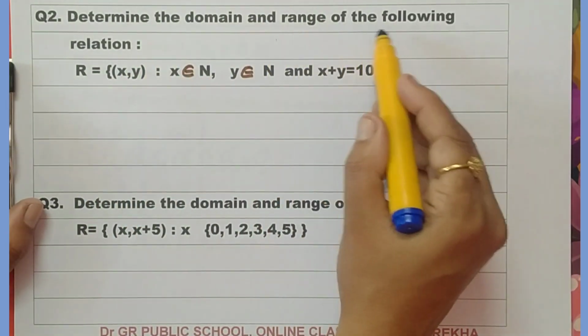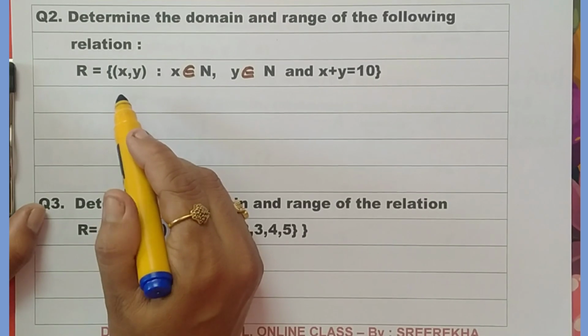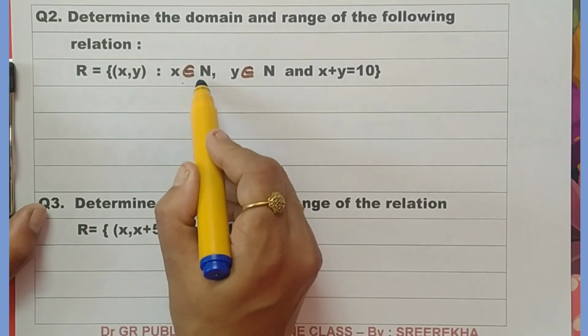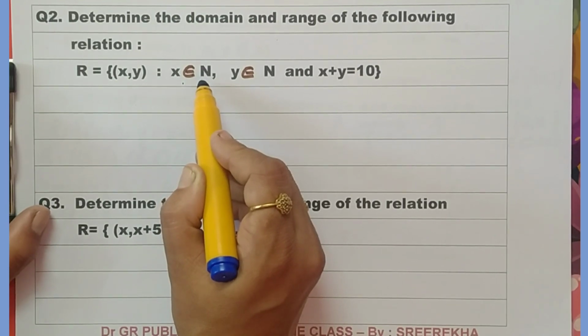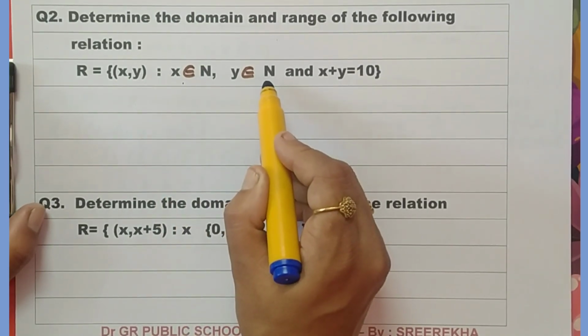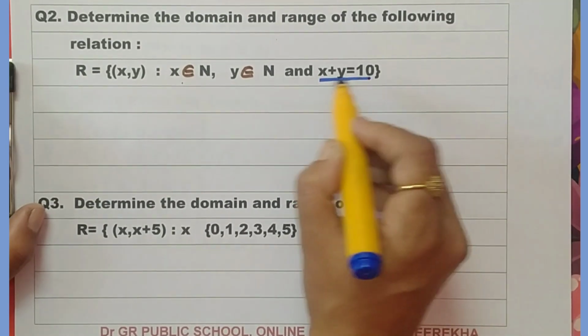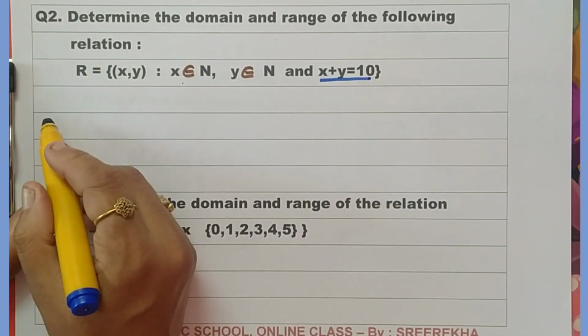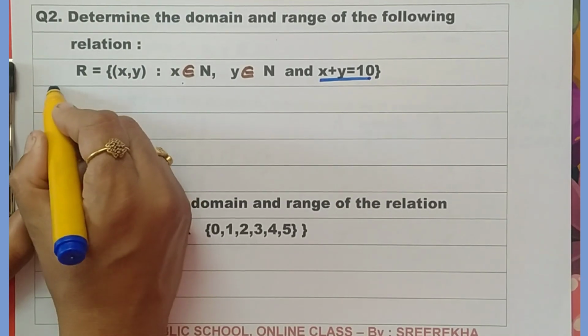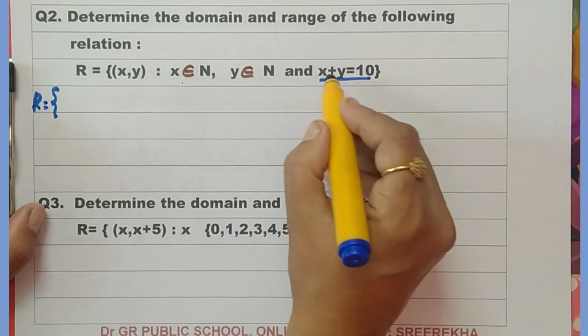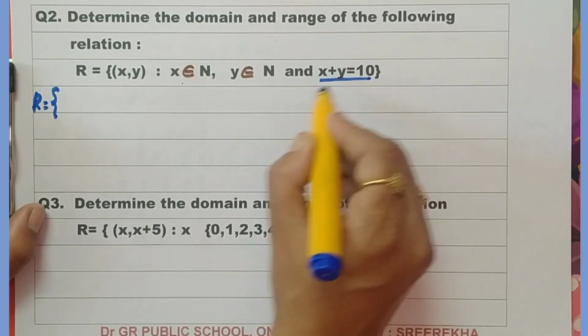Determine the domain and range of the following relation. A relation is given for you. Relation R equals the set of all ordered pairs (x, y) with x an element of N. N means the natural number set N. y an element of the natural number set N. And x plus y equal to 10. This is the condition. Both x and y are natural numbers.